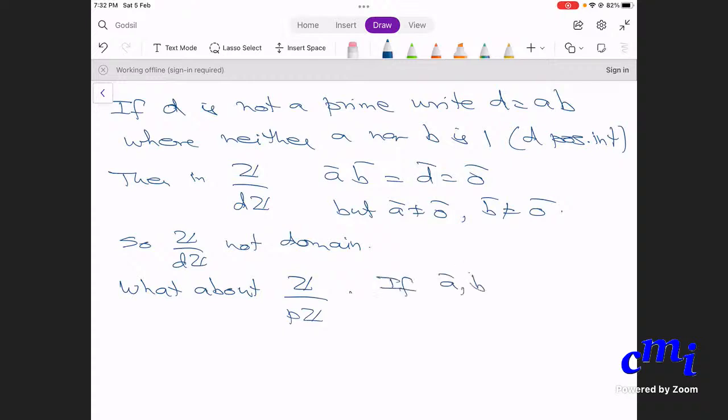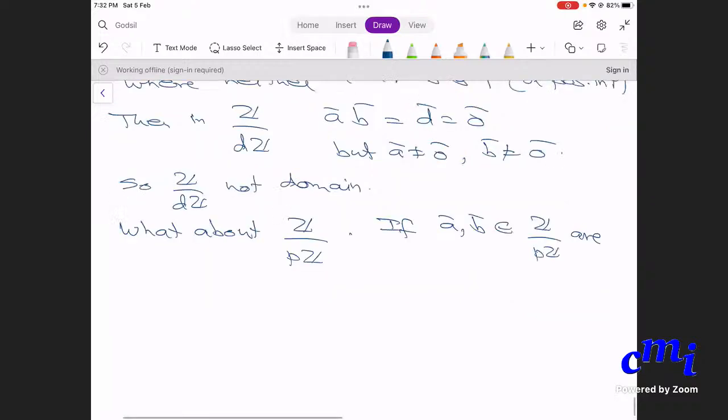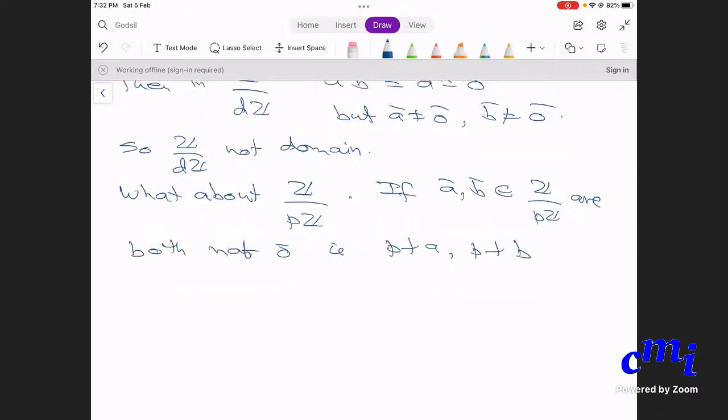if a bar, b bar belong to Z mod pZ, are both non-zero, both not zero bar, that means p doesn't divide a and p doesn't divide b. Then of course, by the way primes work in Z, p doesn't divide ab, which implies a bar b bar is not zero bar. So the product of two non-zeros is still non-zero. That means Z mod pZ is an integral domain.